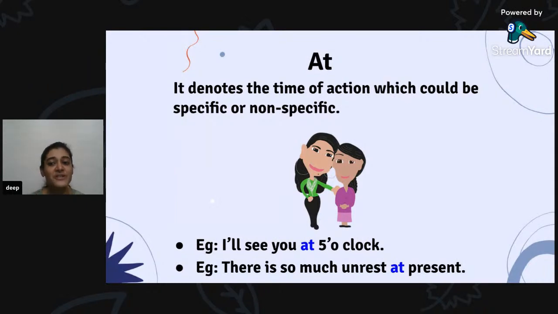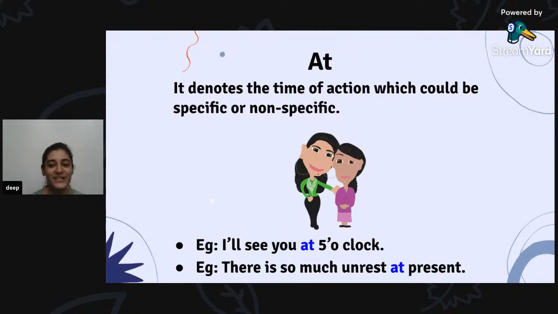The first preposition is at. It denotes the time of action, which could be specific or non-specific. For example, I will see you at 5 o'clock. In this sentence, it's specific because it is talking about a specific time. The next example, there is so much unrest at present. So this is a non-specific sentence because it is not talking about a particular time.